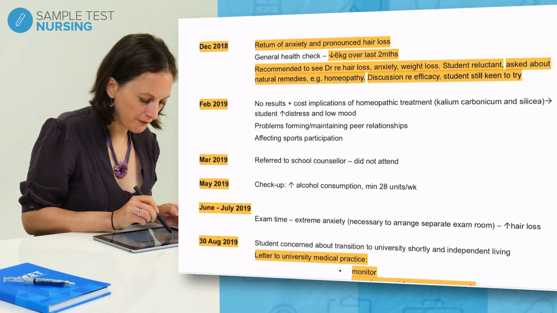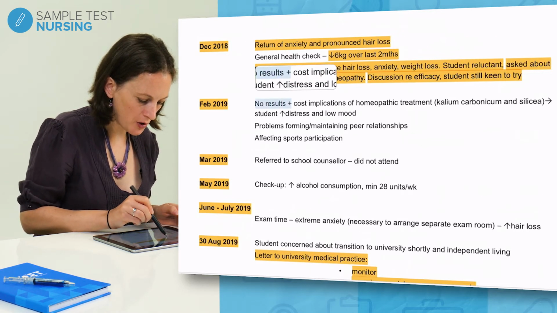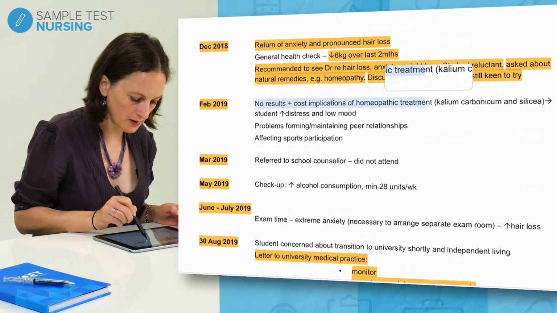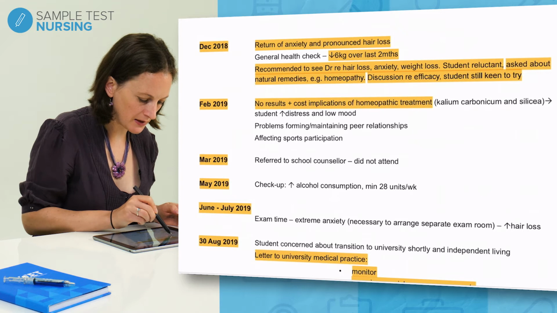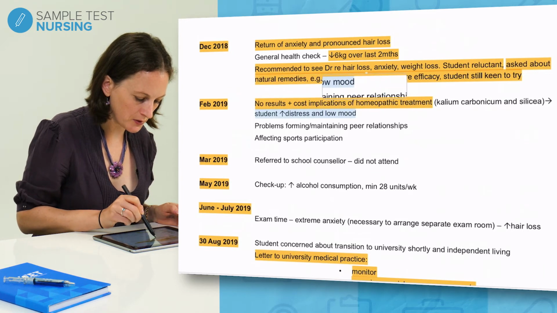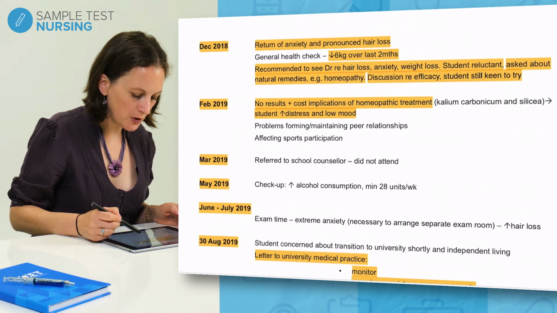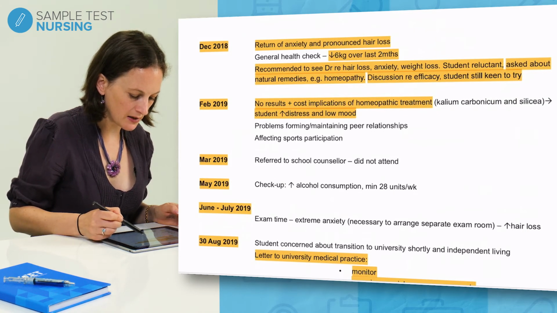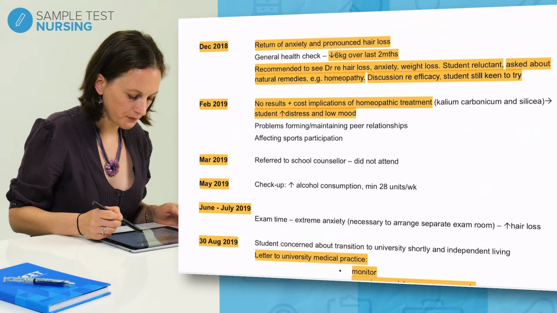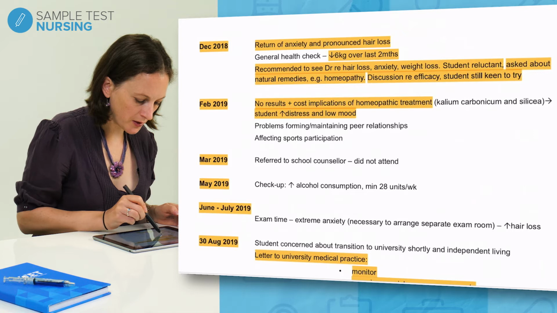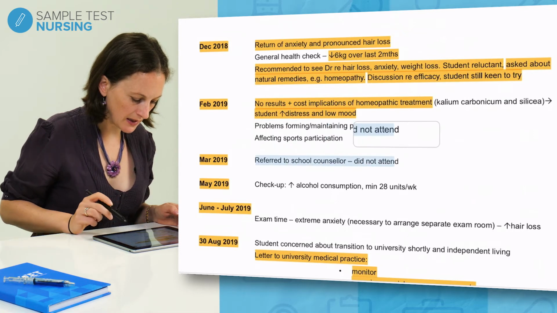When he returns in February, I can see that there have been no results and that also the cost implications of the homeopathic treatment have led to an increase in Jake's distress and low mood. The next 2 points look interesting, but are not relevant to the reasons that I'm writing to the reader about. In March 2019, Jake was referred to the school counsellor but did not attend.